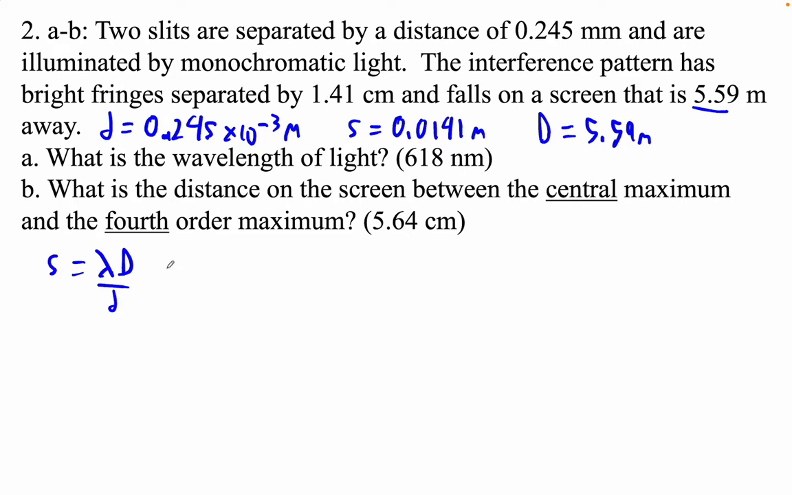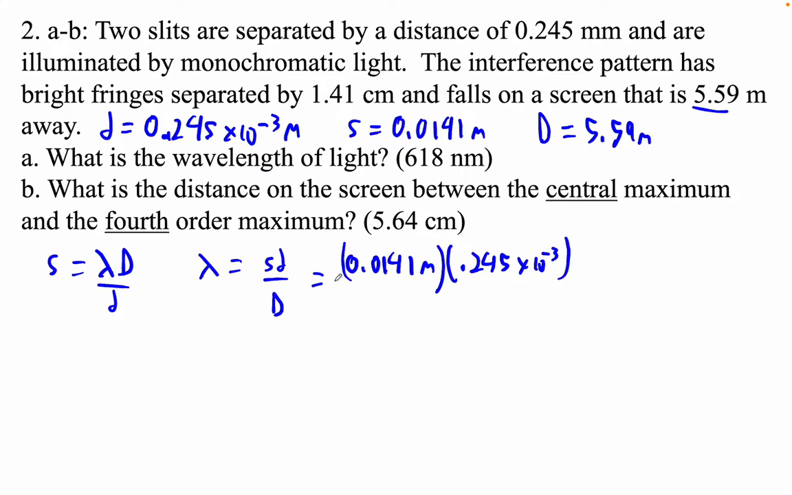So therefore, I guess lambda would be just s d over big D, right? So that's 0.0141 meters, times, and that's the distance on the screen, right? The distance between the slits is 0.245 times 10 to the minus third. We're going to divide all of that by 5.59. All right, that's meters times meters divided by meters.